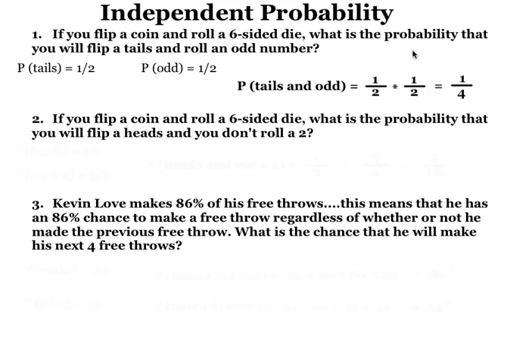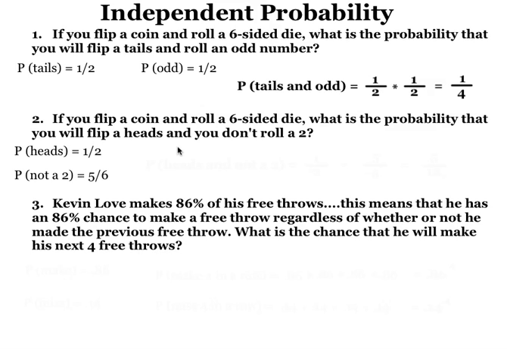If you flip a coin and roll a 6-sided die, what is the probability that you will flip heads and you don't roll a 2? This one is slightly different. The probability of getting heads is the exact same thing as the probability of getting tails, which is 1/2. But the probability of not getting a 2 when you roll a die is going to be 5 out of 6 because there are 5 outcomes that aren't 2 out of 6 total outcomes. And what I mean by that, if you roll a 1, 3, 4, 5, or 6, all those numbers are not 2.